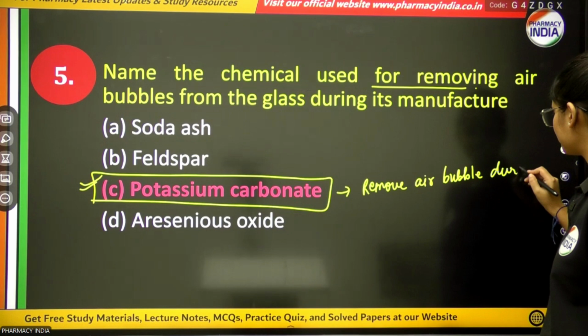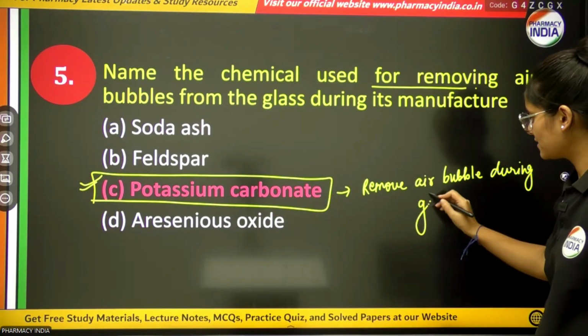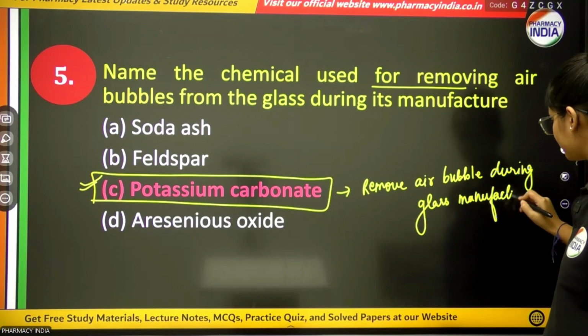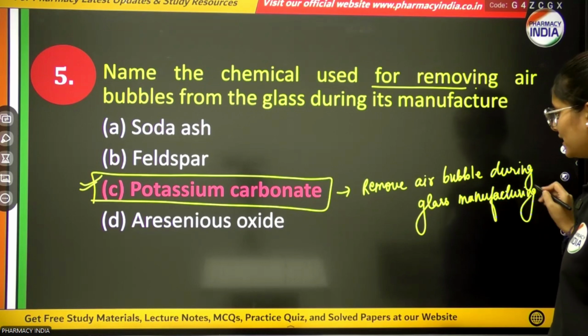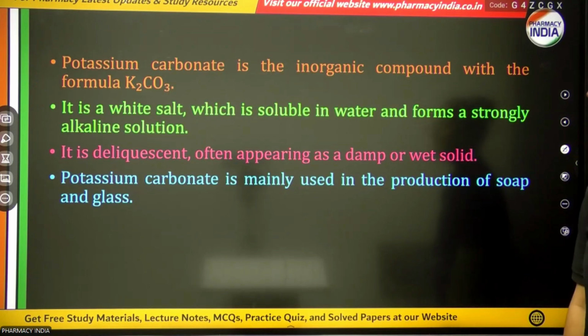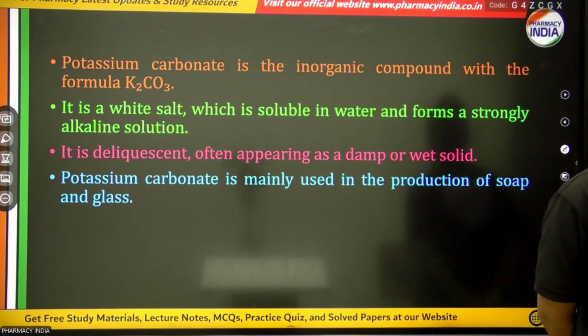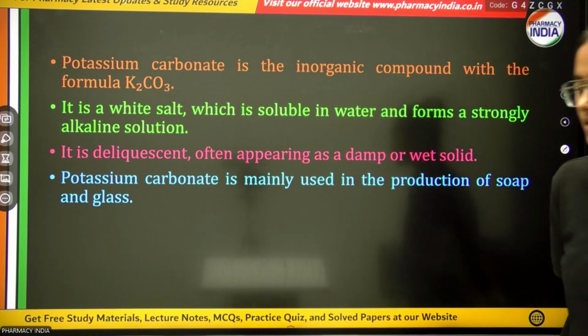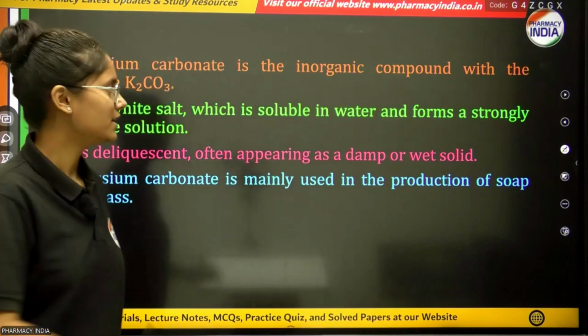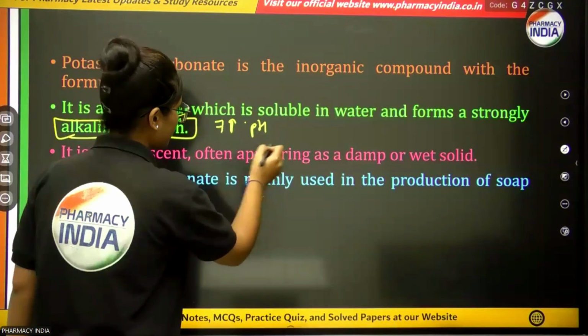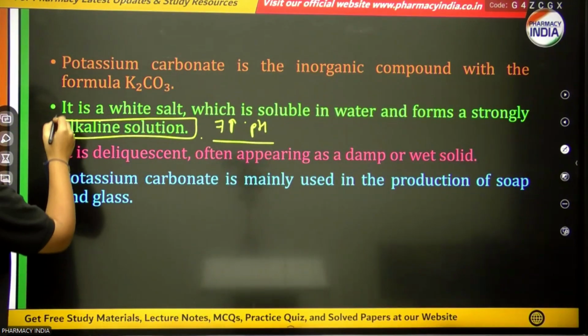Potassium carbonate is used during glass manufacturing. It is a type of chemical, an inorganic compound with the formula K2CO3. It is a white salt which is soluble in water and forms a strongly alkaline solution. What is the meaning of alkaline solution? A solution which has a pH more than 7. So that is alkaline pH; you can say alkaline or basic.